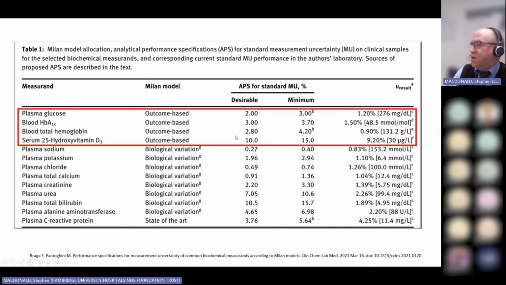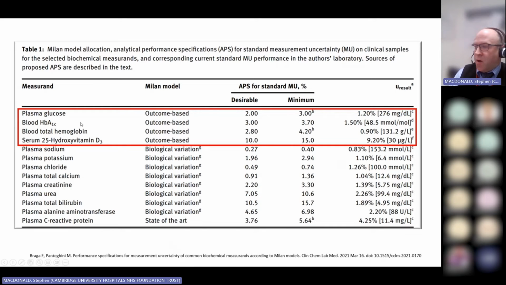plasma glucose has a desirable measurement uncertainty of 2%, minimum of 3, and that is based on studies at 276 mg per deciliter, largely coming from studies by Heilhoff-Peterson, where he used simulation misclassification of patients that were known to be diabetic and they were being misclassified as normal. When they had unbiased results, a coefficient of variation of 2% gave the false negative and false positive rates of 5%, which were considered acceptable. So that's how this 2% desirable criteria was derived.